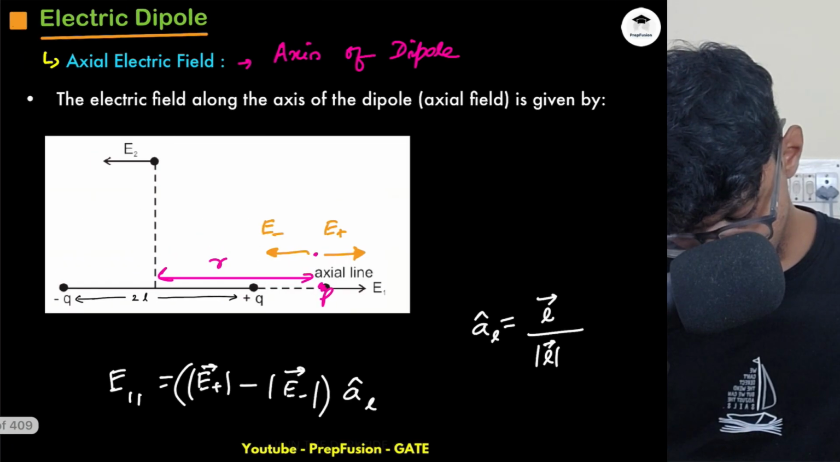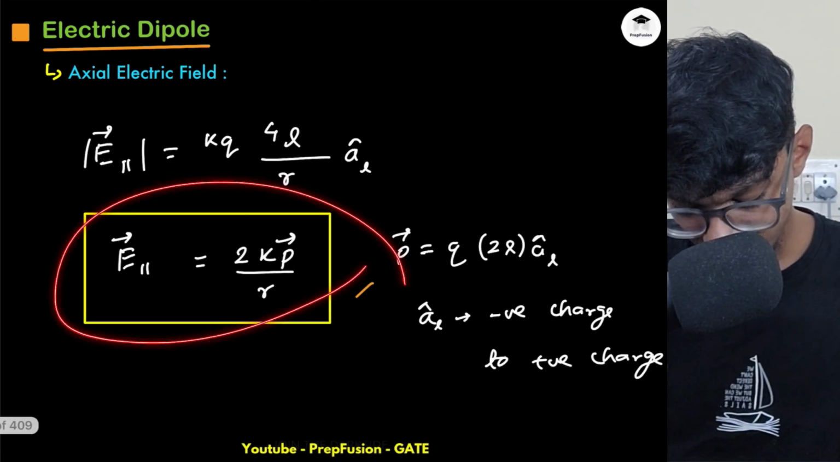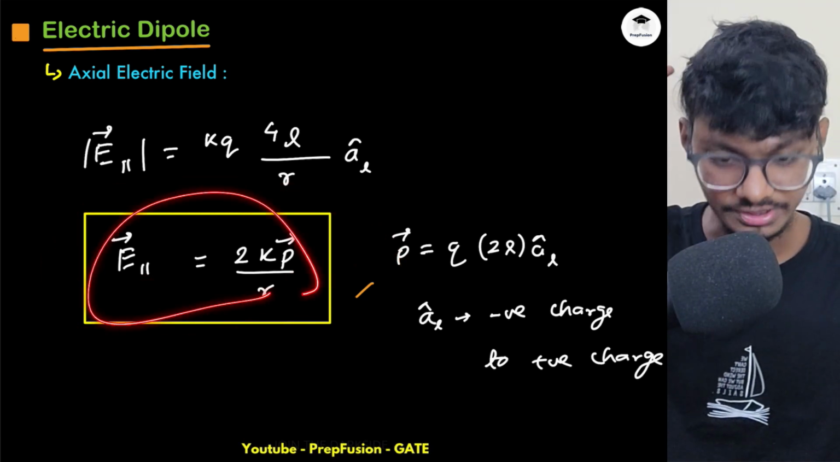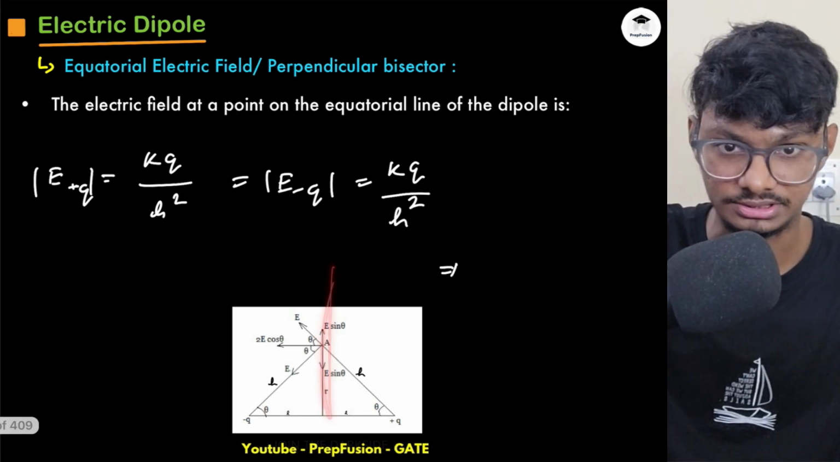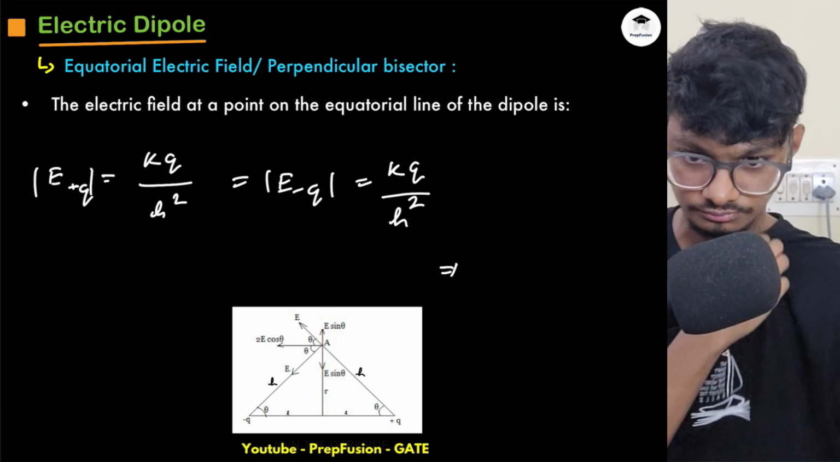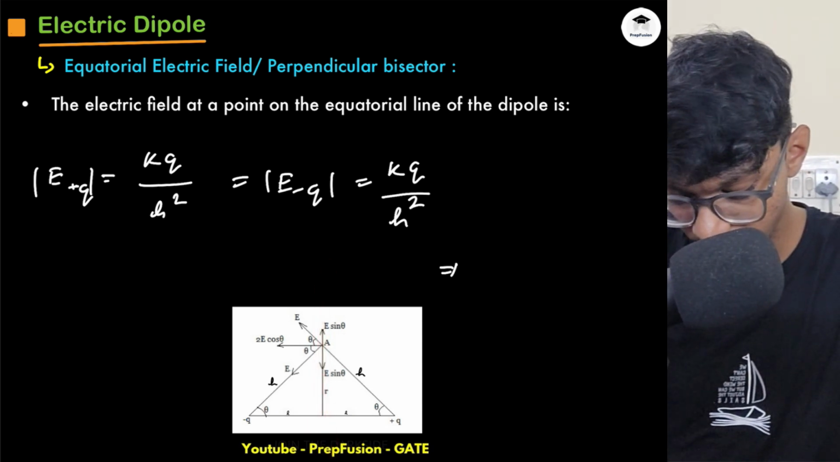Electric field will be this. Along the axis of the dipole, the electric field will be this. On the perpendicular bisector, I can only compute on the perpendicular bisector, not here. It will be difficult for me to compute here, okay? But along the perpendicular bisector of the dipole, the electric field will be simply this, right?